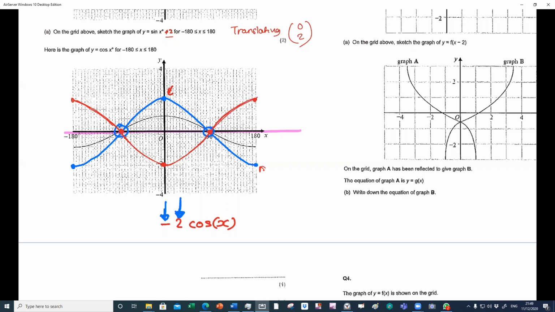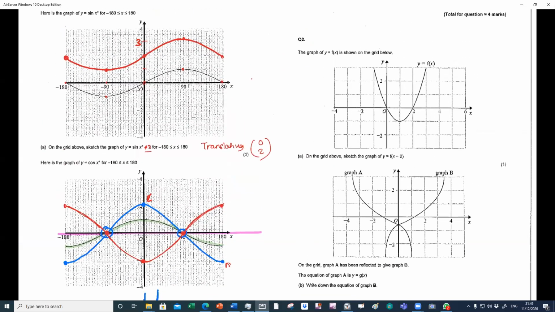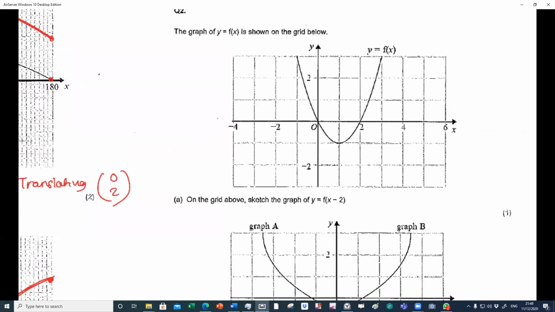Done. So remember the black graph was the original one. I'm going to highlight it for you in green. This is the original graph here in green. This original graph was first of all turned into the blue graph by doubling everything. Then it was inverted to become the red graph. That's what the minus did. So you've got those different things happening there. Okay, right. Question number 2, please.